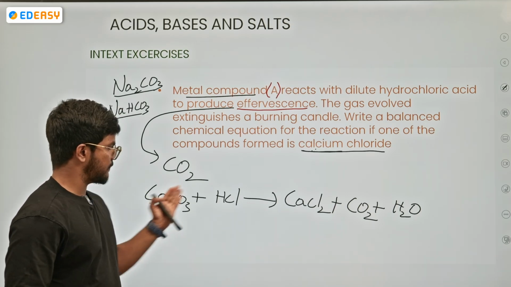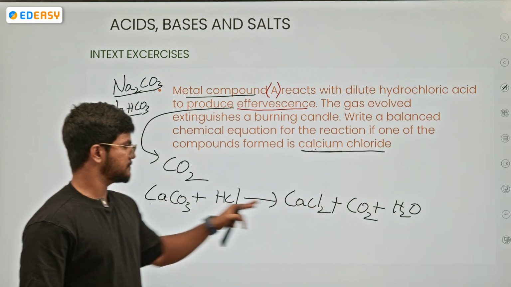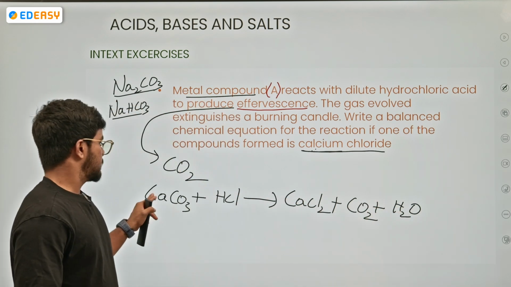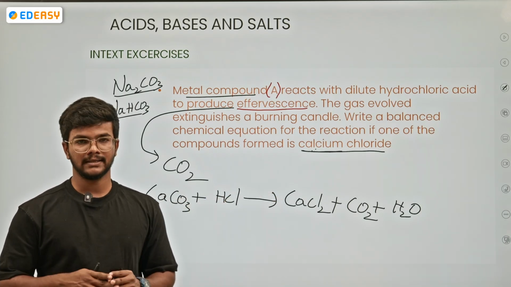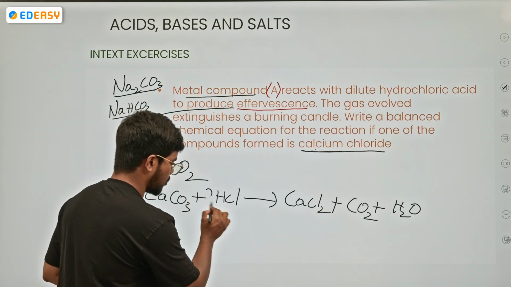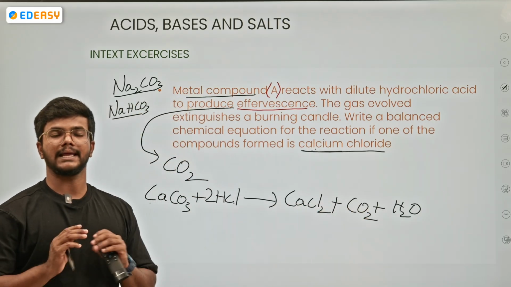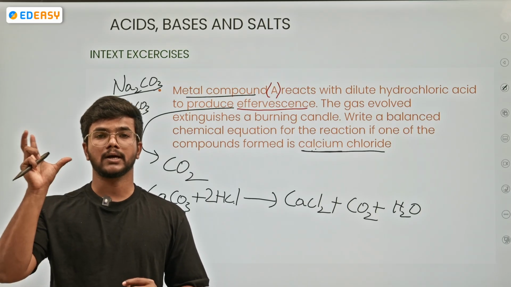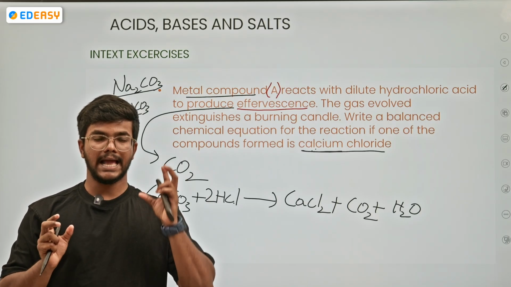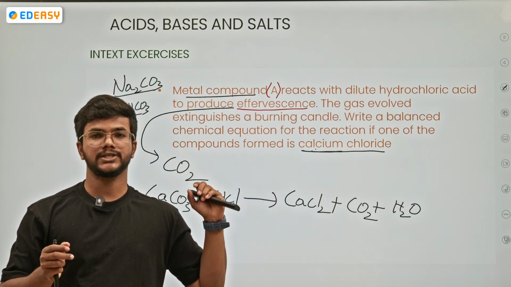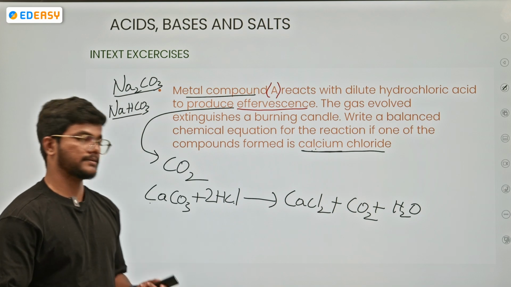Here, 1 calcium, 1 calcium, 1 chlorine, 2 chlorines, 3 oxygens, here 3 oxygens balanced, carbon balanced. Now we want to balance only chlorines and hydrogens. So just keep 2 here, 2 hydrogens, 2 hydrogens, 2 chlorines, 2 chlorines. Now it is the balanced chemical equation of metal compound, that is metal carbonate reacting with the hydrochloric acid gives salt, calcium chloride, with carbon dioxide and water. Okay, next.